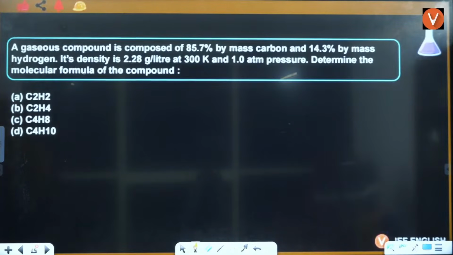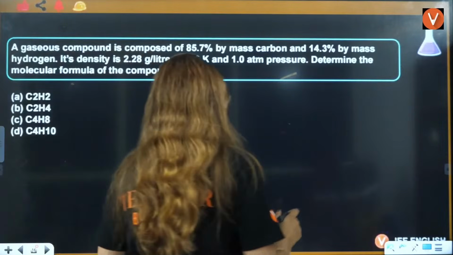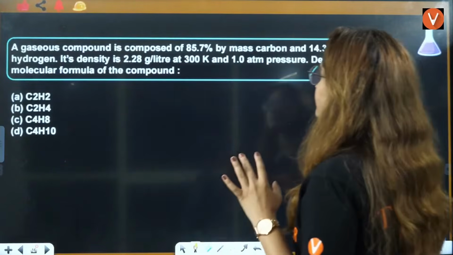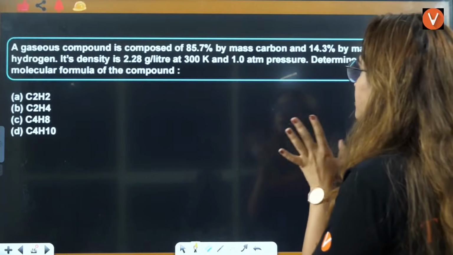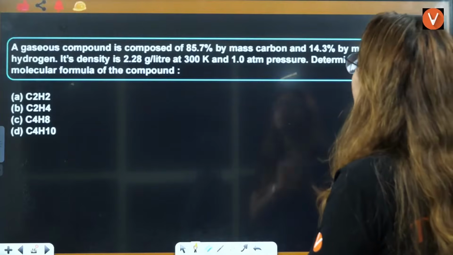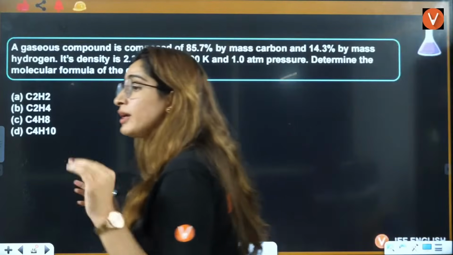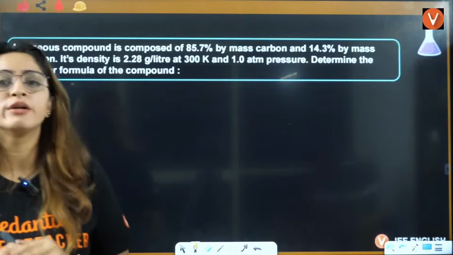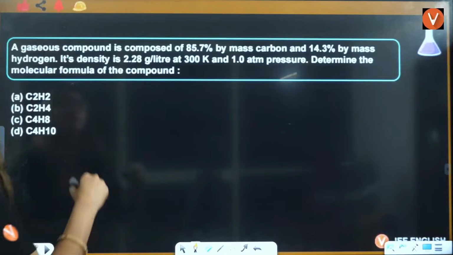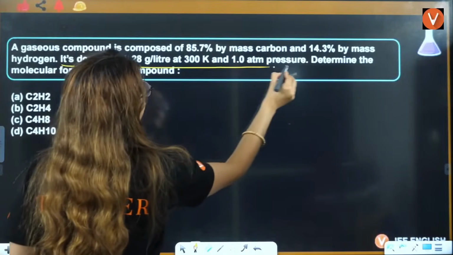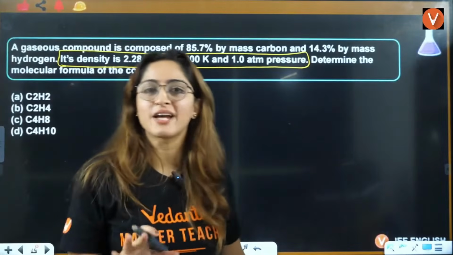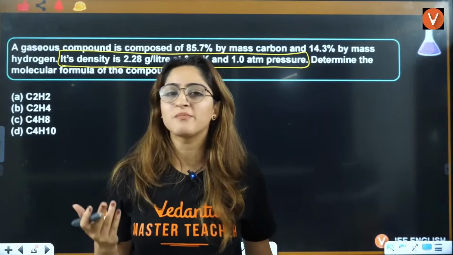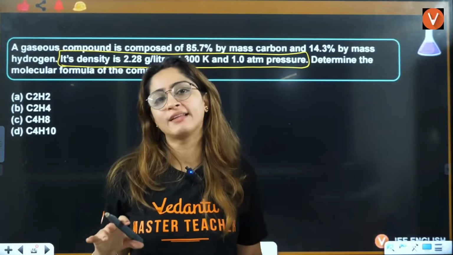Let's understand what is given to you here. They have given you a gaseous compound that contains 85.7% mass of carbon and 14.3% mass of hydrogen. You have to calculate the molecular formula, but they have not given you the molecular mass, right? But can you see, this is something they have given you. So variations they can give you: instead of giving you the molar mass, they can give you a hint for calculating that, right?